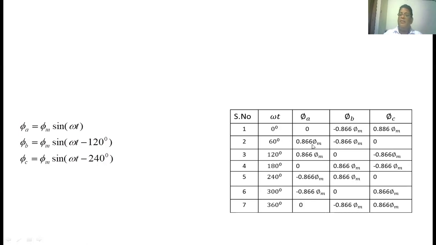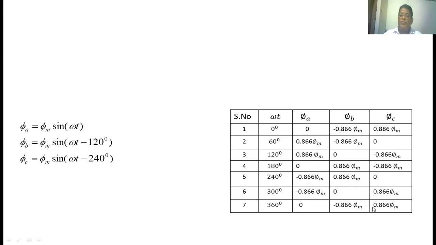This is the flux coming from the phase A. This is the flux coming from the phase B. This is the flux coming from the phase C. Nothing but in this place, you take omega t equal to 60 degrees, then you are getting 0. The same calculation you have to repeat for every degree: 120 degrees, 180 degrees, 240 degrees, 300 degrees, 360 degrees. In your hand, you have how much flux is coming from each phase.